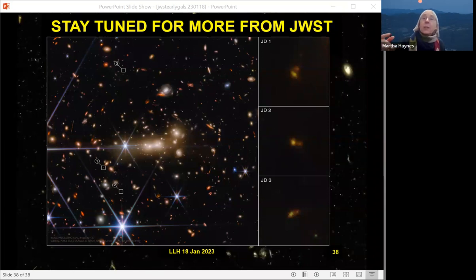Hubble was upgraded several times. They put on new cameras. JWST cannot be upgraded, but I anticipate that its data will be good for 40 years. And with some luck, it should take data for 20. And that's good because there's only one JWST, and it's taken a long time to build it and launch it.